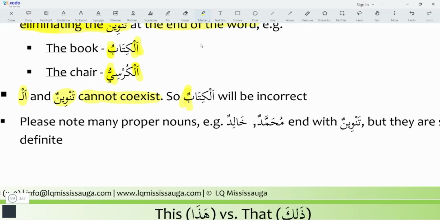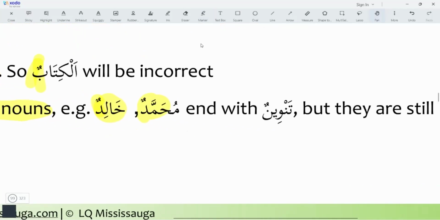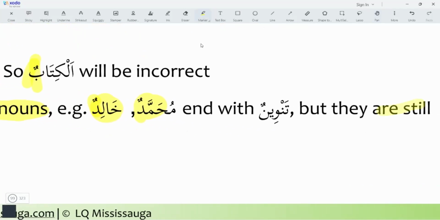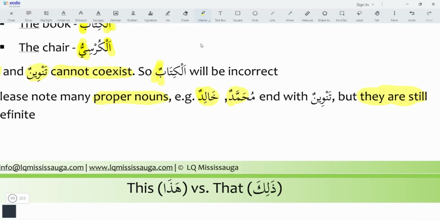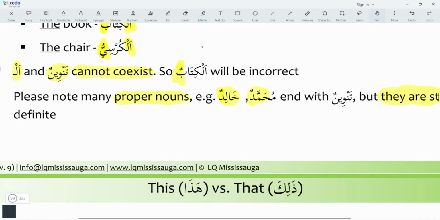Please note many proper nouns have tanween. Khalidun, ending with the tanween. Muhammadun, ending with the tanween. And the same with others like Hamidun, Saidun. They end with the tanween, but they are still definite nouns. All proper nouns are definite nouns, ism marifa.